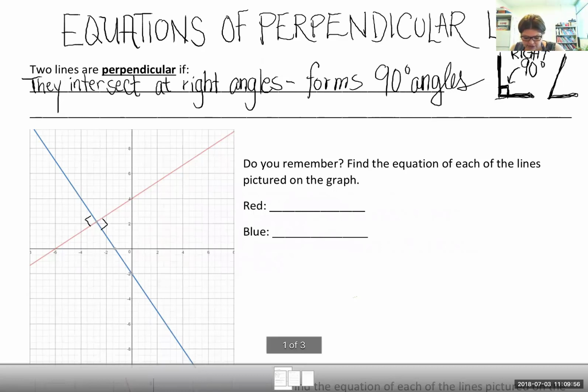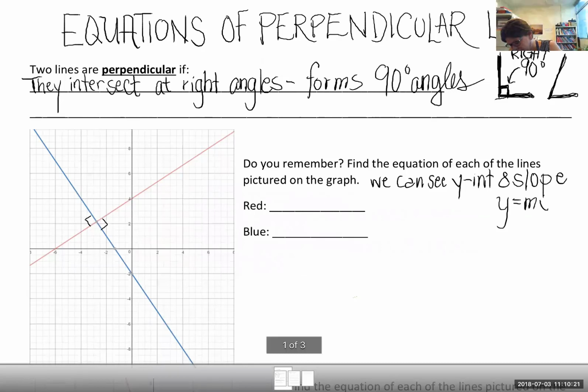So let's take a look here. It says, do you remember? We're going to find the equation of each of the lines pictured in the graph. So I see a graph, and remember that we can see two things easily on a graph. We can see the y-intercept, and we can see the slope. Because of that, I'm going to put my equations of lines directly into the slope-intercept form. Since I can see those two pieces, the slope, the m, and the y-intercept, the b, it would behoove me to use that form. So I'll start with that.